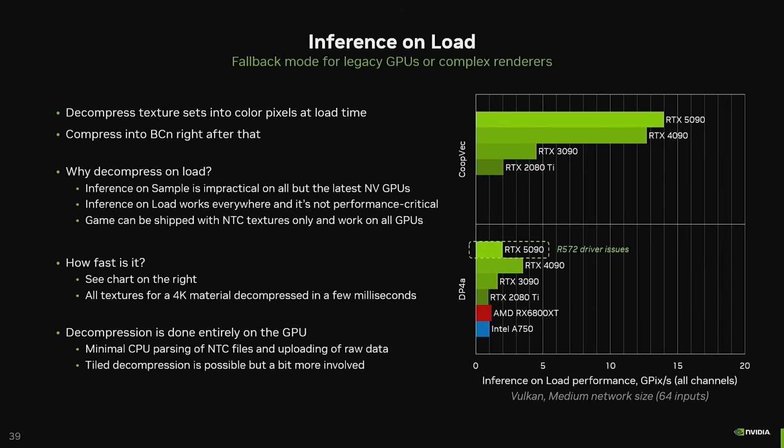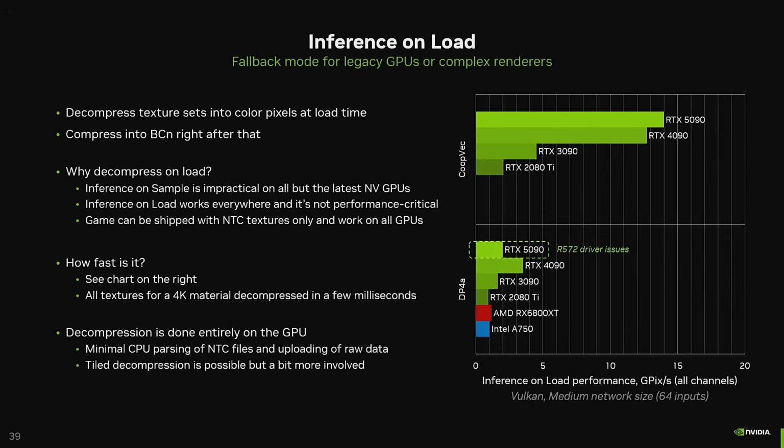Inference on load is the compatibility mode, sort of, where instead of doing the inference on each sample, we take the texture set and decompress it when we load it into the game or into the map. So obviously that can be pretty optimized. It doesn't depend on the complexity of the renderer at all. It just modifies how the assets are loaded. So we take the NTC data, decompress it, and then transcode into BC, whichever BC formats you need for the textures.